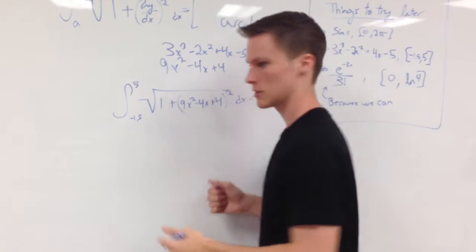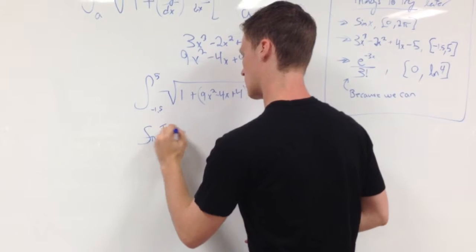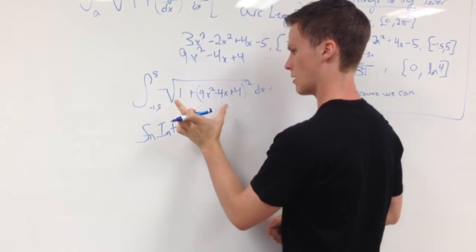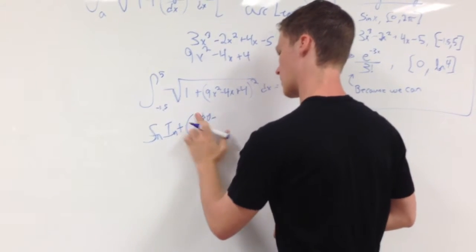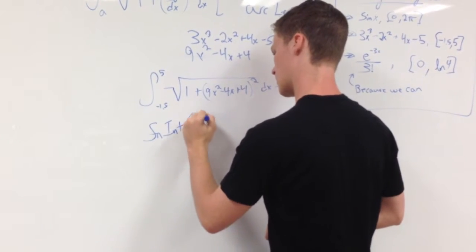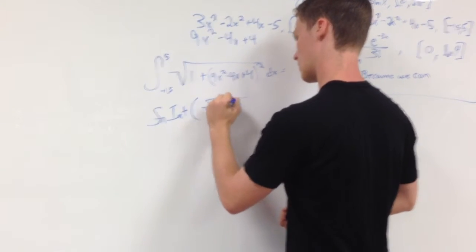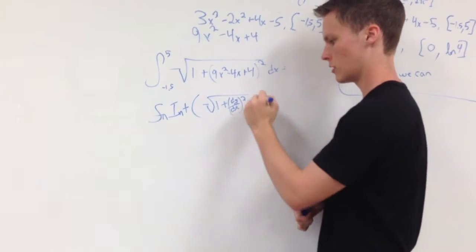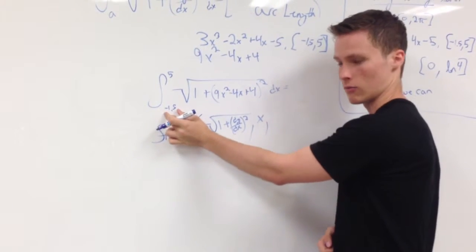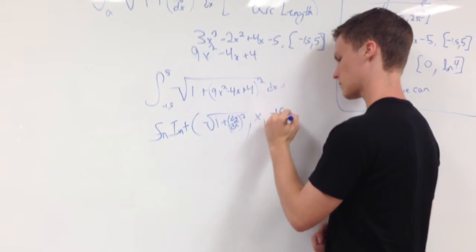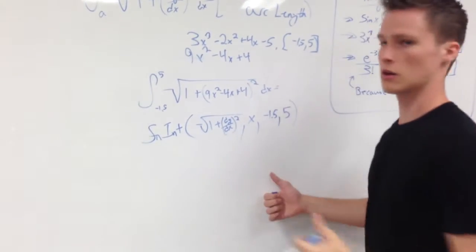Again, you're going to put it in on the calculator as function integral of this value, which I don't feel like writing again. Then you're going to put your variable of integration. You are going to put your lower limit, which in this case is negative 1.5. And then you're going to put your upper limit of integration, which is 5. You're going to close it and you're going to press solve.